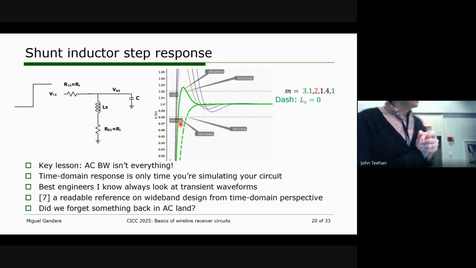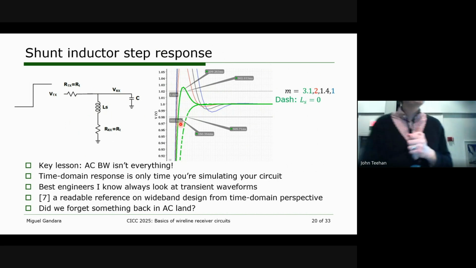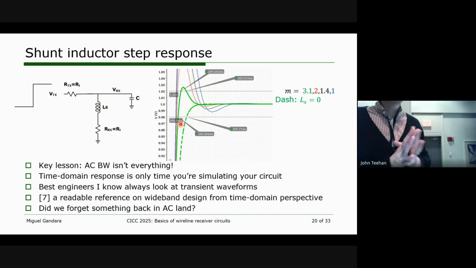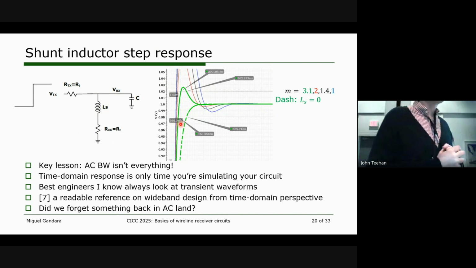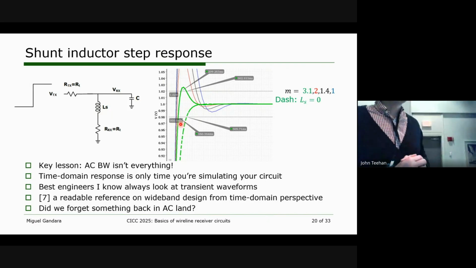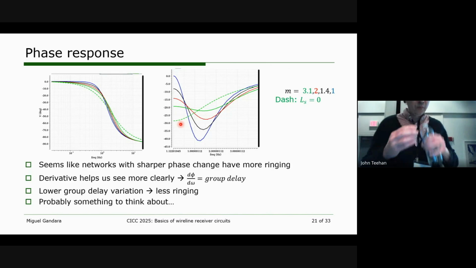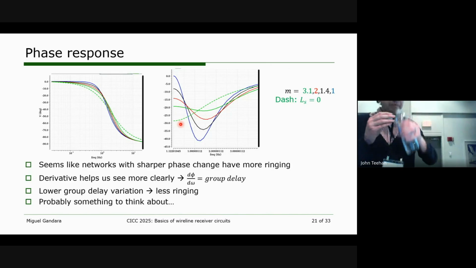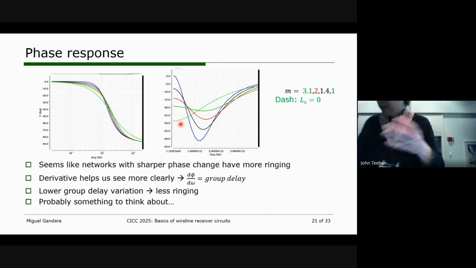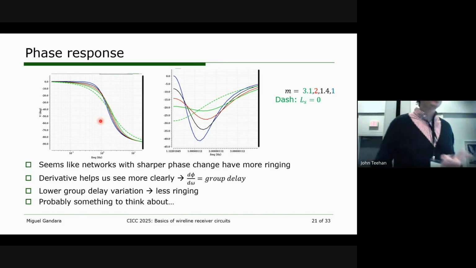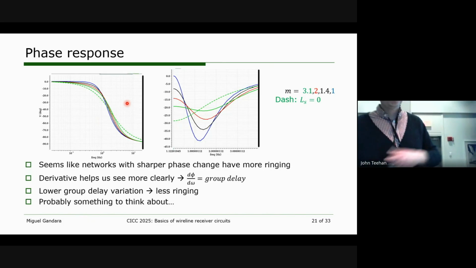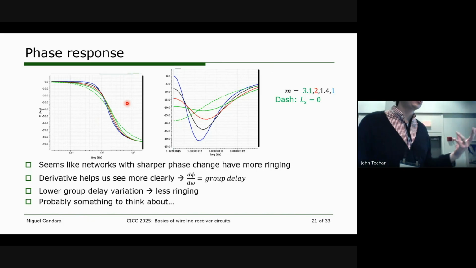But just one more thing: I only showed the magnitude response in AC land, and of course that's only half the information we get from AC. So let's go back and see if we forgot something back in AC land. Like I said, we only showed magnitude before, so let's also show phase. This is the phase response for the different circuits I showed earlier.